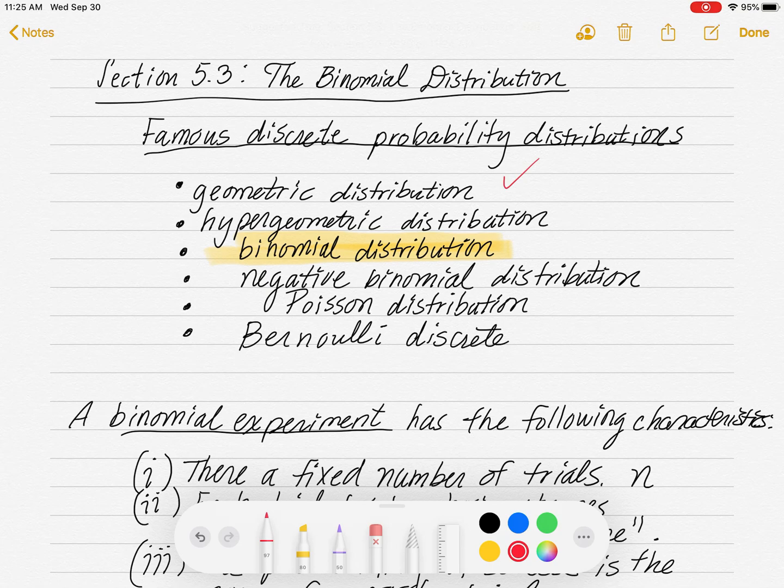There's one called the geometric. There's one called the hypergeometric distribution. There's one called the negative binomial. There's one called the Poisson. One called the Bernoulli distribution. Oh, I didn't even write that out correctly. I'm going to rewrite that.